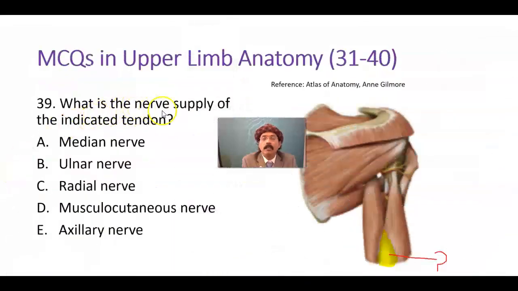What is the nerve supply of the indicated tendon? Okay, nerve supply of tendon is like that of the muscle. So what is this muscle? This is the triceps muscle. What is this nerve supply? Median nerve, ulnar nerve, radial nerve, musculocutaneous nerve, axillary nerve. What is the answer? Radial nerve. Answer is the C here. Okay, we got that.